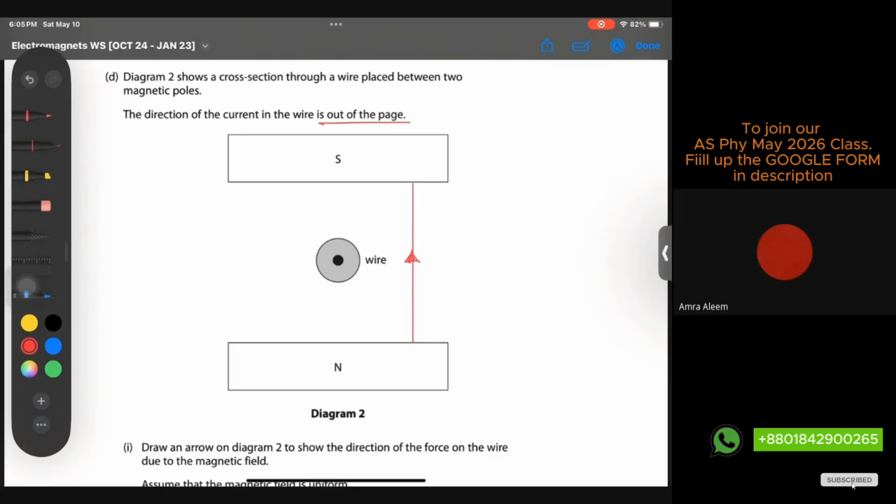Miss, who are you talking to? Amra, you must. Okay. Will it move into the page? No. Current is moving out of the page. The direction of the current is given. So you have to place your third finger towards you. Out of the page means towards you. And your field lines are in the upward direction. So your second finger should be in the upward direction.